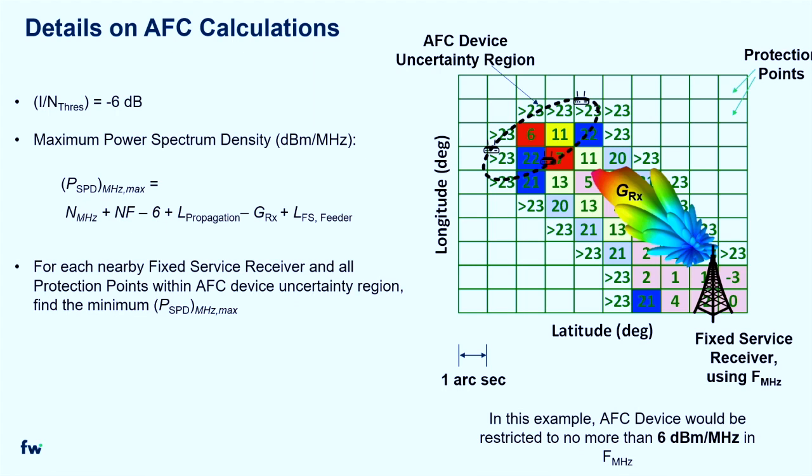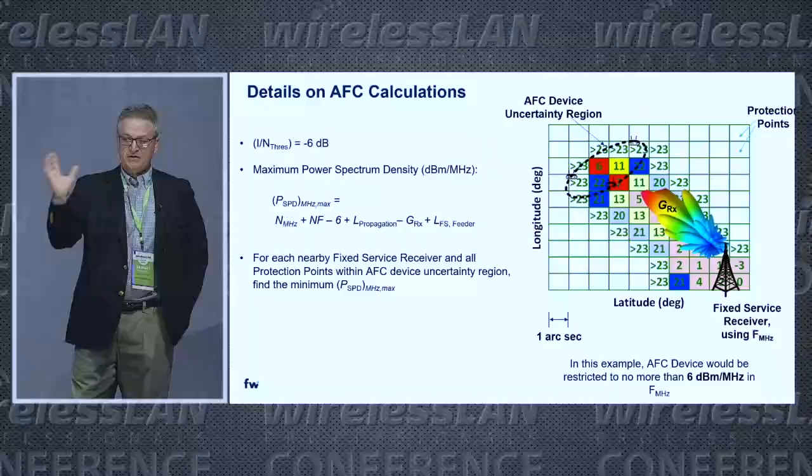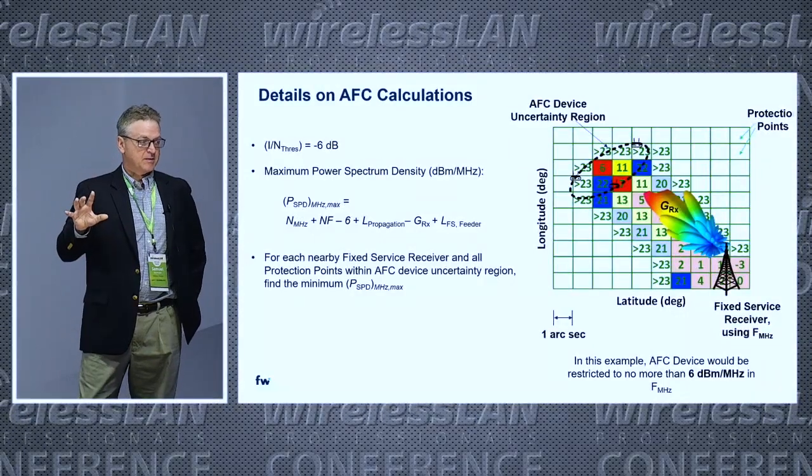So with that, then for each one of those bins, we assume that the device is located in the middle of that bin, and we compute the maximum power that it could operate at that would give a -6 dB, and that's shown by the equation here. So it depends on the noise in 1 megahertz, the noise figure, the -6, which is that I over N, propagation loss, the gain of the incumbent antenna in the direction of that point, and some feeder loss. So we do this calculation for all points around the incumbent receiver.